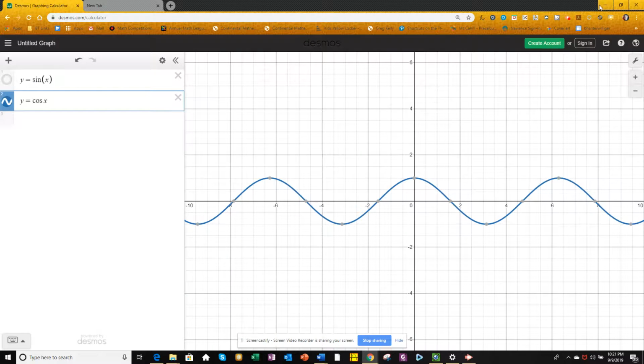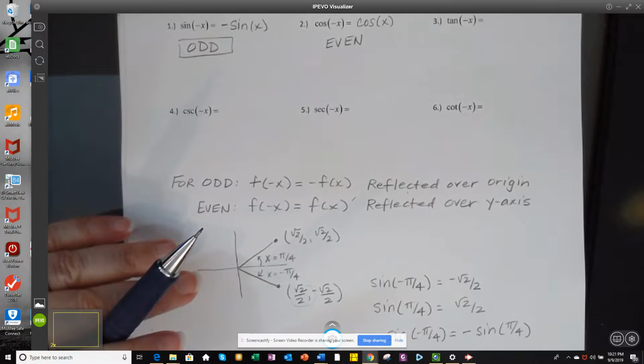Let's see if it stays closed. It doesn't stay closed. So I'm just going to move it over here. All right.